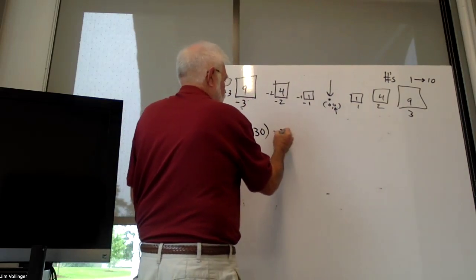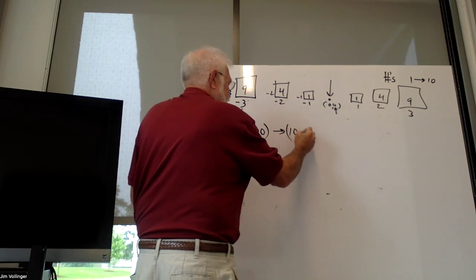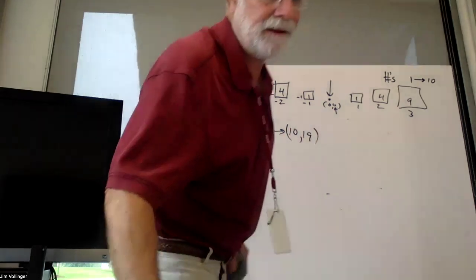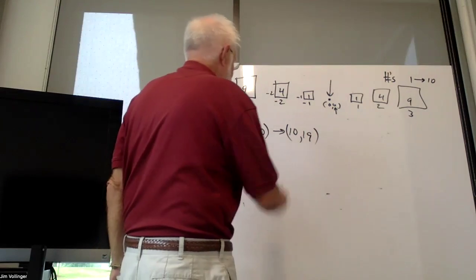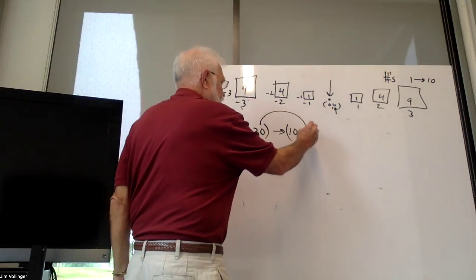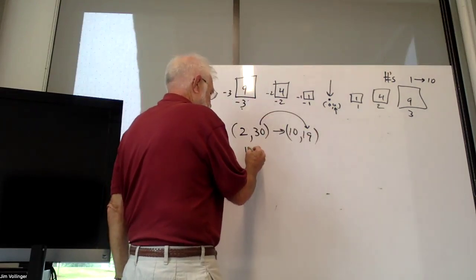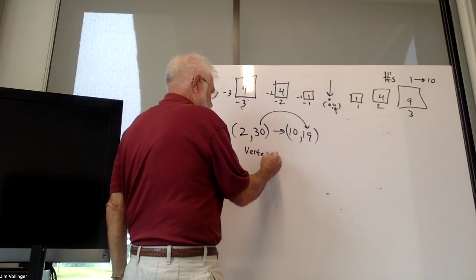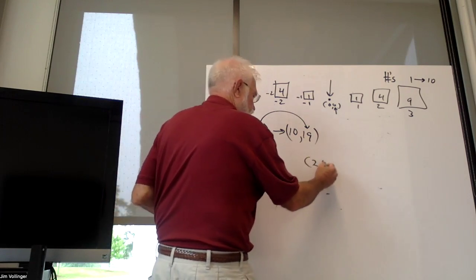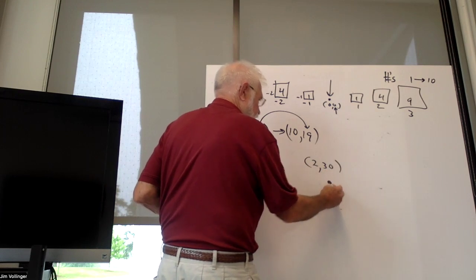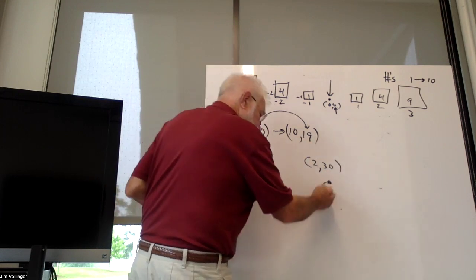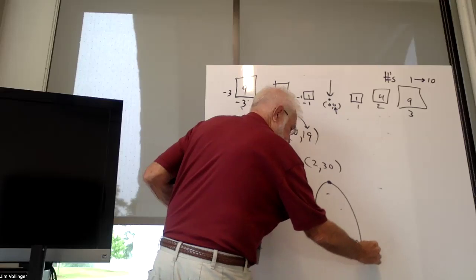230 to 1019. I think that's what I said. Yep. All right, so first thing I see is I've got a maximum, right? Because this is the vertex. So at 2, 30, I'm on a graph and I'm going down, not up.